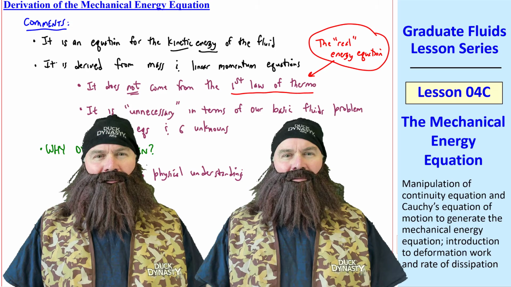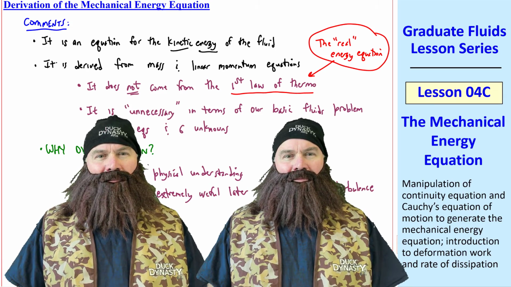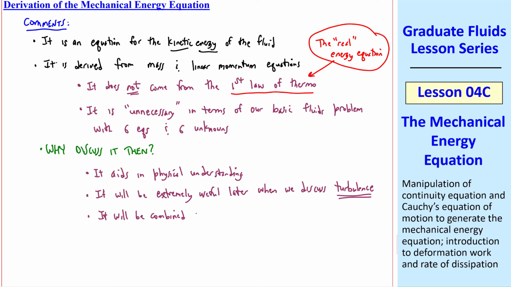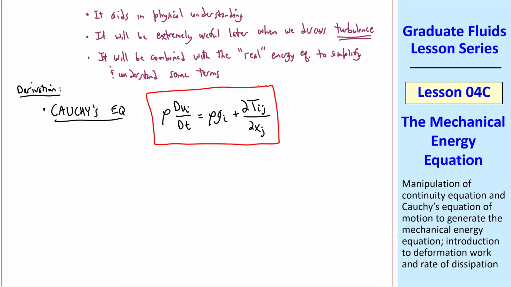Well, it aids in physical understanding. It will be extremely useful later when we discuss turbulence, and it will be combined with the real energy equation to simplify and understand some of the terms. Now let's derive it. We start with Cauchy's equation, which we had derived in a previous lesson. Remember that this is the general linear momentum equation for any fluid.